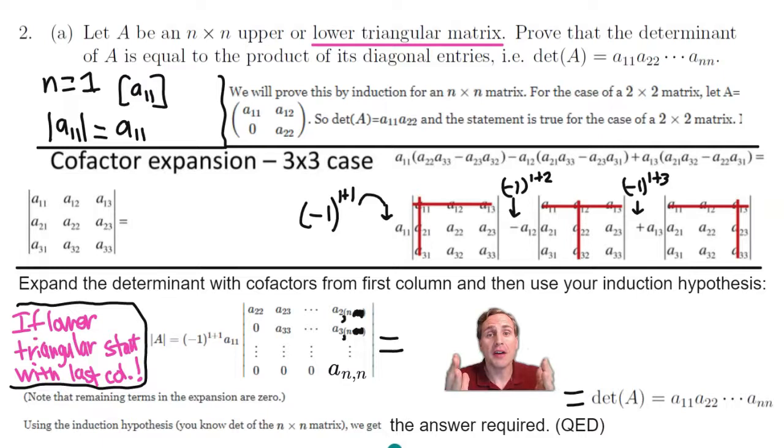So here we have a numerical analysis and actually a linear algebra problem that I'd like to work on. So let's have a look. It says, let A be an n by n upper or lower triangular matrix. Prove that the determinant of A is equal to the product of its diagonal entries. In other words, the determinant of matrix A is equal to A11 times A22 all the way up to times Ann.